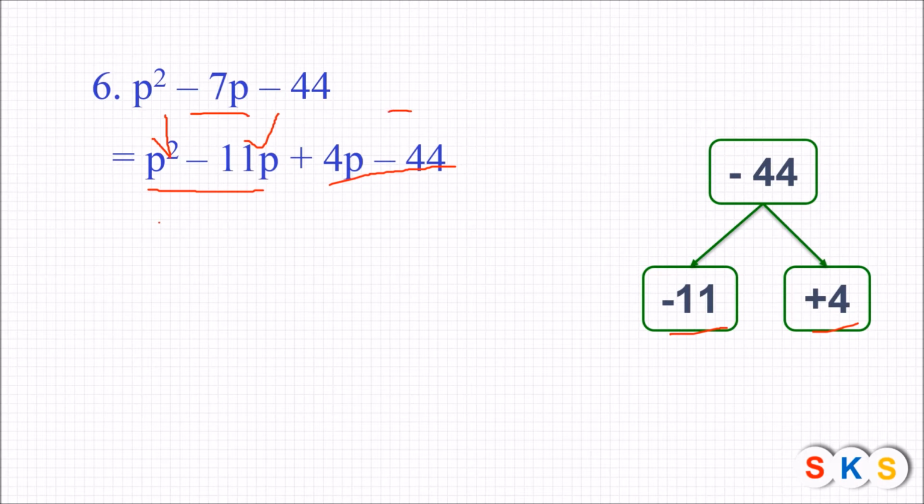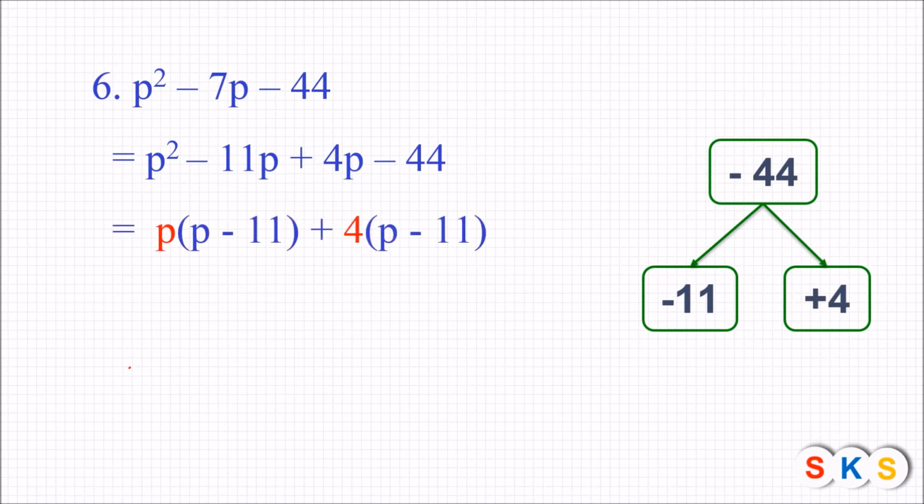And what is common in the next group? 4, because 4p I can write as 4 into p, and 44 I can write as 4 into 11. So what is common in the first group? p. And what is common in the second group? 4. So if I take the common factors, what do we get here? We get p in a bracket, p minus 11, plus 4 into p minus 11.